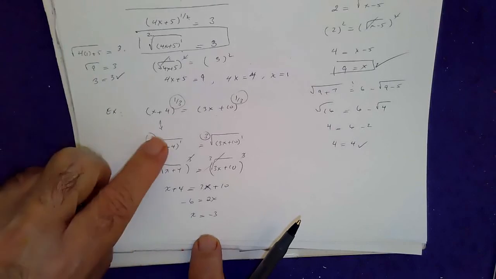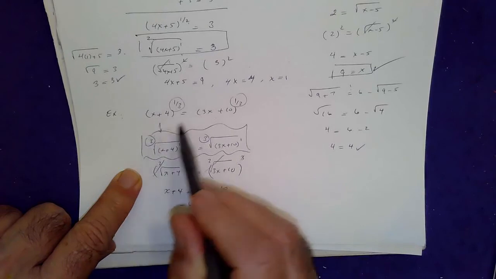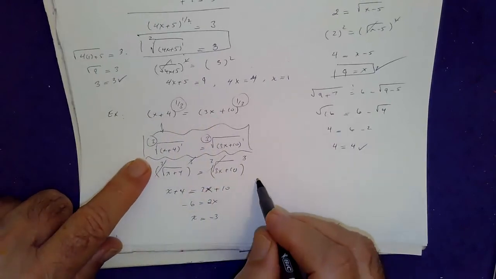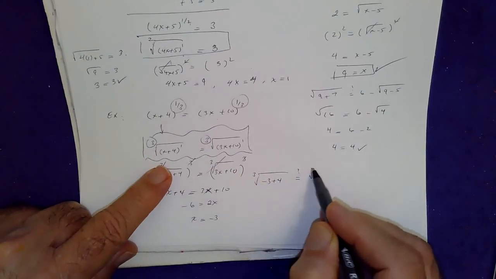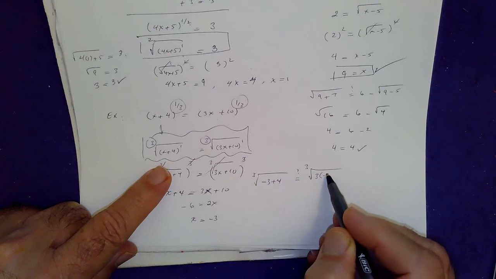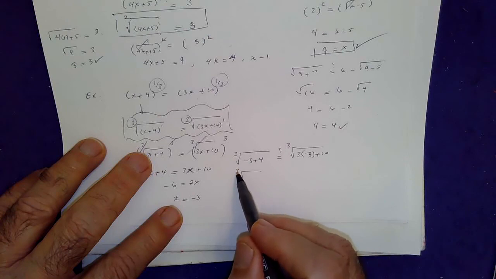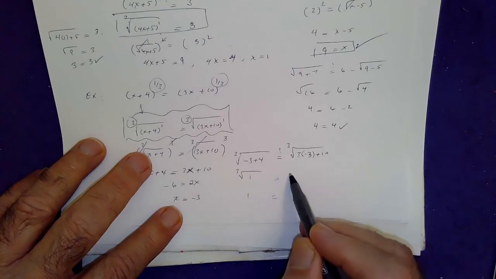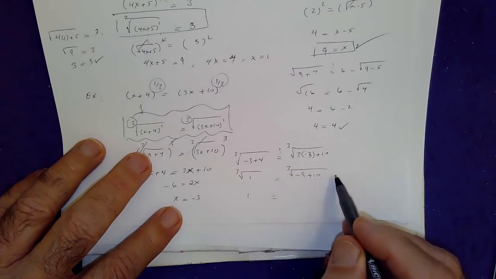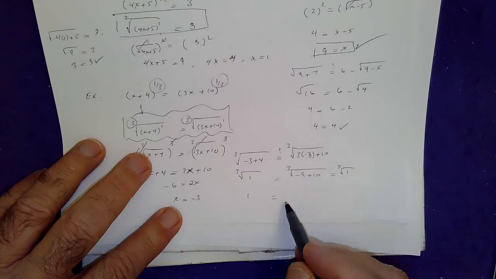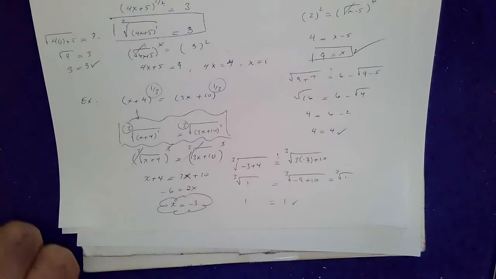But before you box, make sure it checks. So check it right here in the radical form, because it's easier than the exponential form. Let's see what we got. Is the cube root of negative 3 plus 4 the same as the cube root of 3 times negative 3 plus 10? This is the cube root of 1, which is 1. This guy is negative 9 plus 10 under the cube root, which is the same as the cube root of 1. That's 1, so it checks. Therefore, this guy is our final answer.